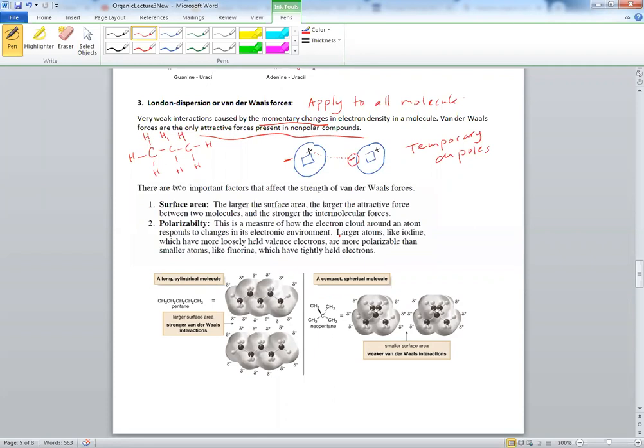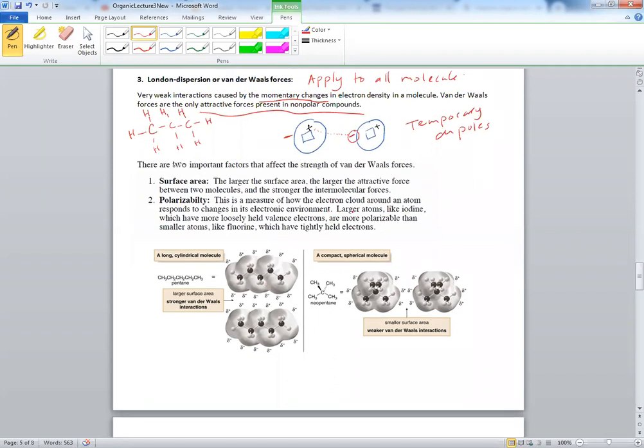That's the idea. Quickly, there are two important factors that affect van der Waals. Number one is the surface area. The larger the surface area, the larger the attractive force between two molecules, the stronger the intermolecular forces. Makes sense. If you have a larger surface area, you can have more of these temporary dipoles.